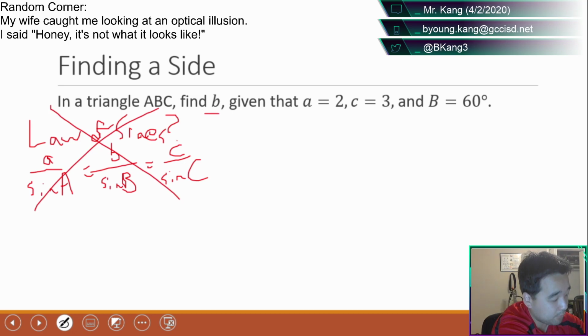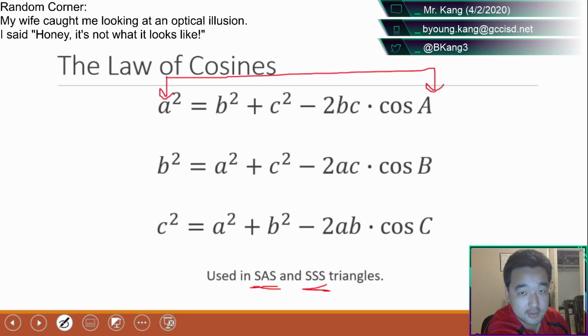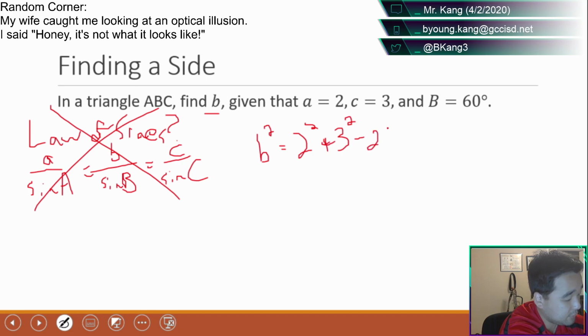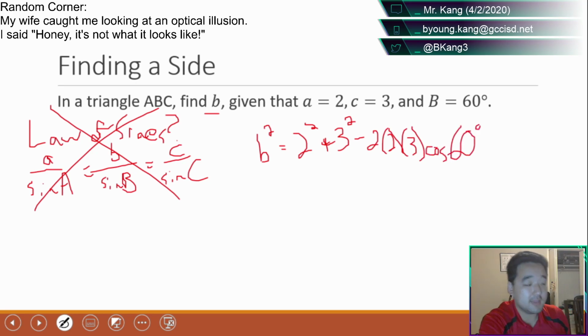Now we want little b, so use the version that has little b off to the side. So b squared equals a squared plus c squared minus 2 times a times c times cosine of big B, which is 60 degrees. So if I plug in everything, even though it's a longer formula, it's actually less work because you just type all that stuff into the calculator. Okay, so let's do that.